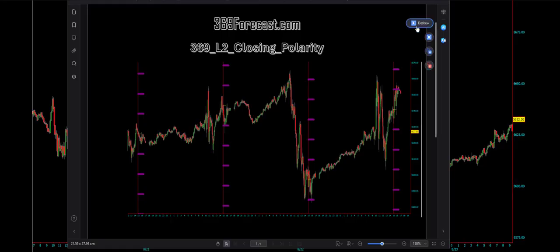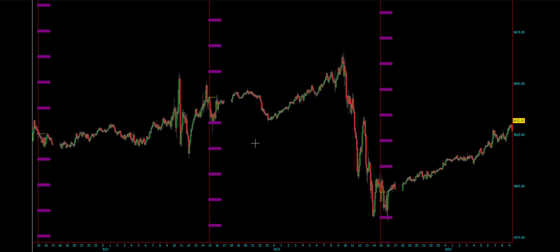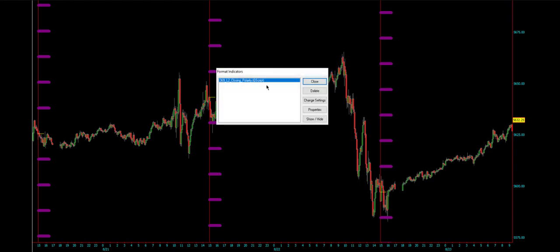Hello friends, welcome back to this next demonstration of 369 L2 Closing Polarity, and we are going to keep going after August 22nd and see how we could have done this trading that day using this second to none simple tool. All we have to do is just drop this tool and you see all these lines.